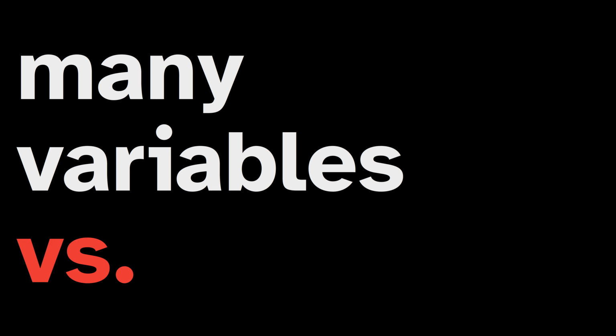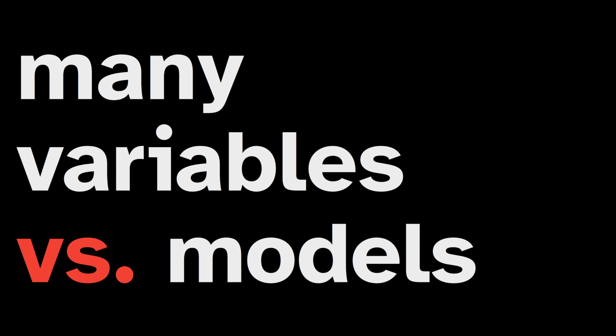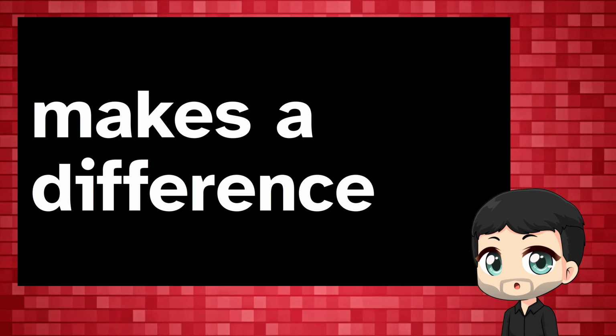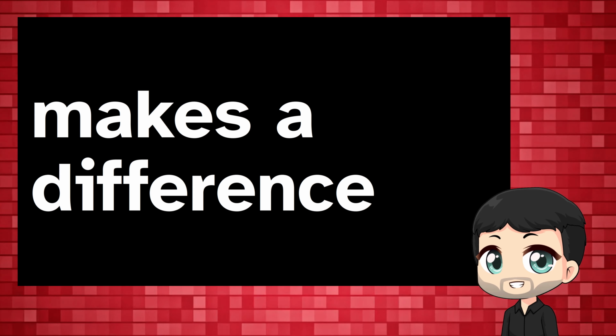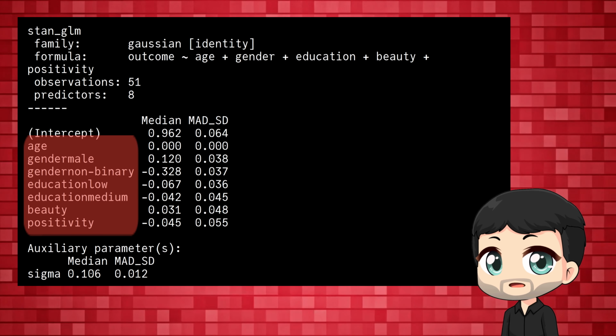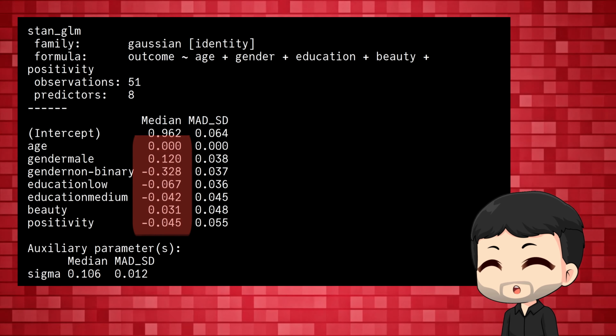In this video, we ask whether it makes a difference if we run one model with multiple independent variables or multiple models with just one independent variable or many correlations. To start with the answer, yes, it absolutely makes a difference. Let's find out why. In a multiple regression model, there are several variables and a coefficient for each of them.